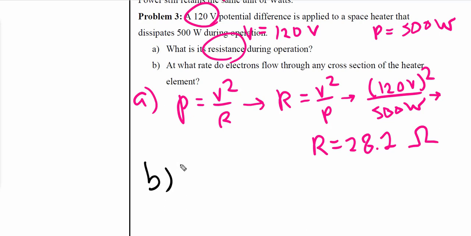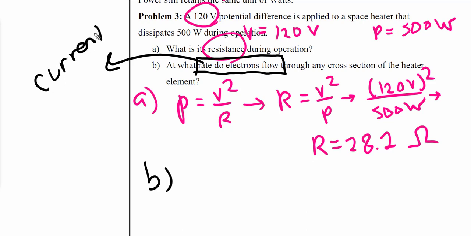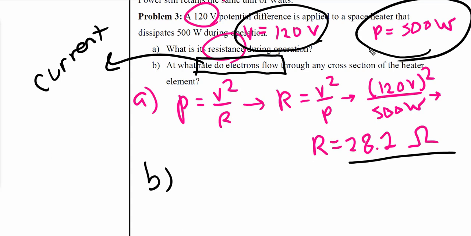For part B, at what rate do electrons flow? Rate electrons flow. Folks, that's fancy talk for the word current. We're looking for I. Now, I know we got this value here, but if you want to wise up with these problems, do not use numbers that have been rounded. Let's see if we can find something in terms of the original numbers given to us that were not rounded, right? They gave us V, they gave us P, we want I.